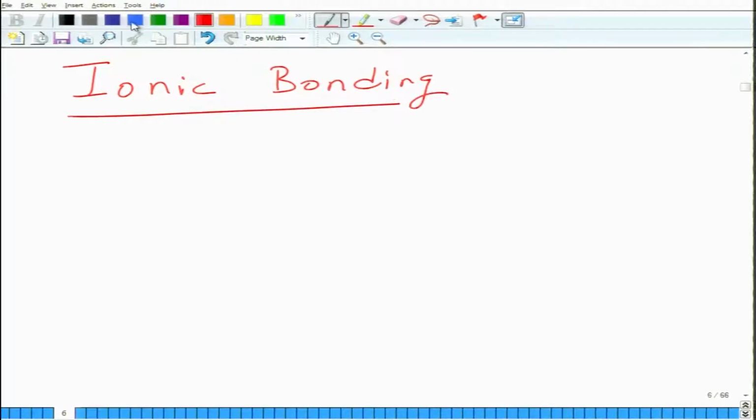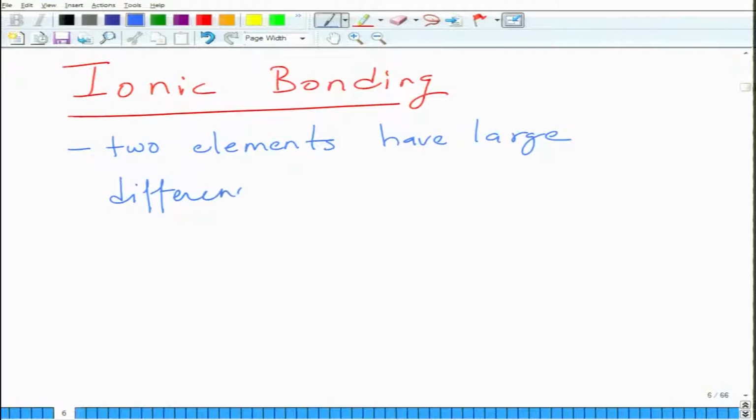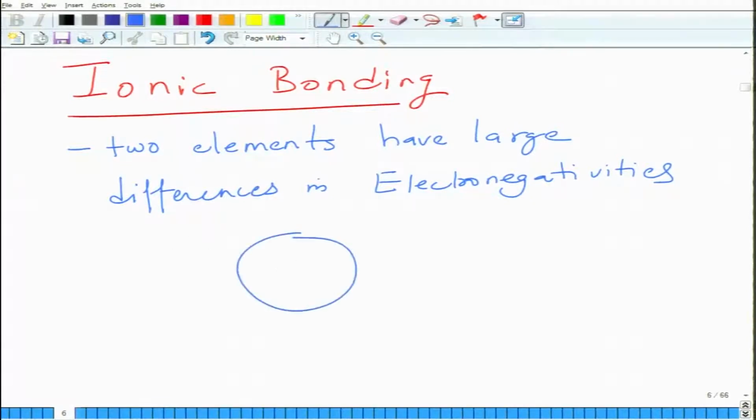Okay. So ionic bonding happens when two elements have large differences in their electronegativities. So for example, you take the example of sodium and you take the example of chlorine.